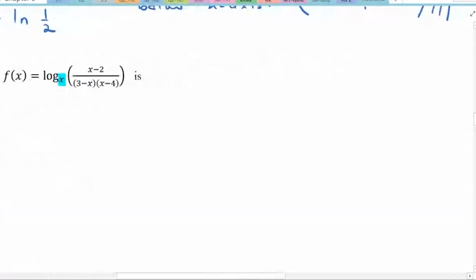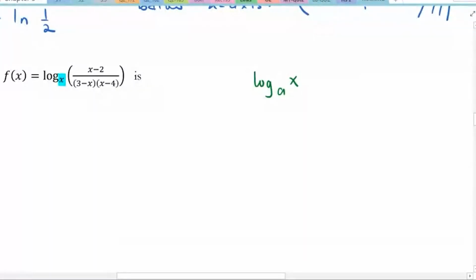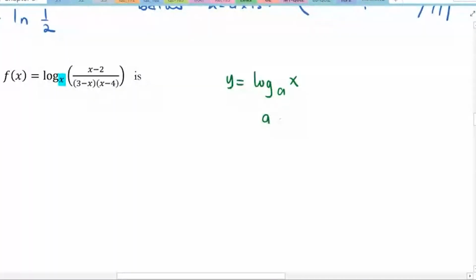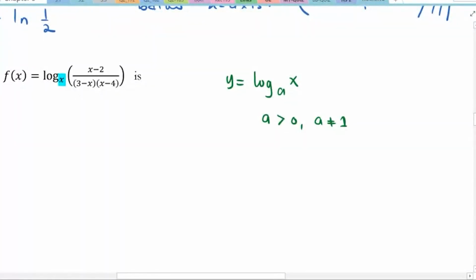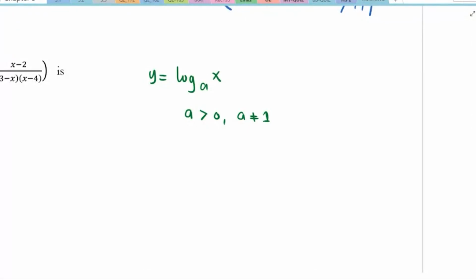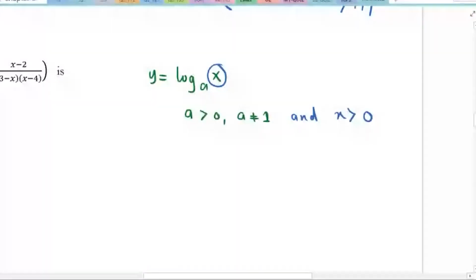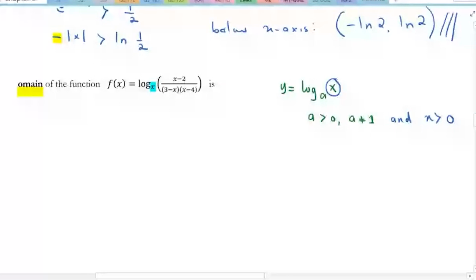Now let us take a quick look at the definition of logarithm. When you have log base a of x, for us to call this a logarithmic function, we say a is greater than 0 and a cannot equal 1. Then also, x here, which is the argument, should always be greater than 0. So now we have to put all this together to find the domain, because there is a variable in the base. If there is no variable, then we don't need to worry about anything.